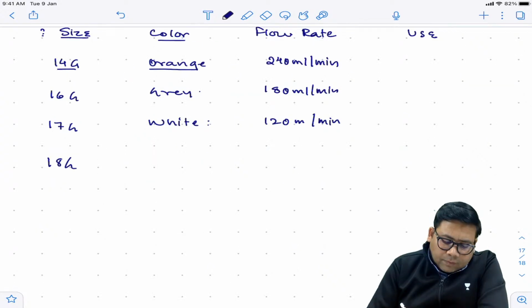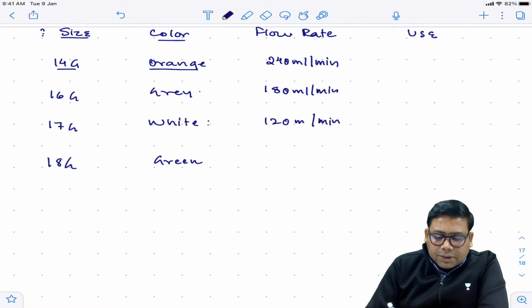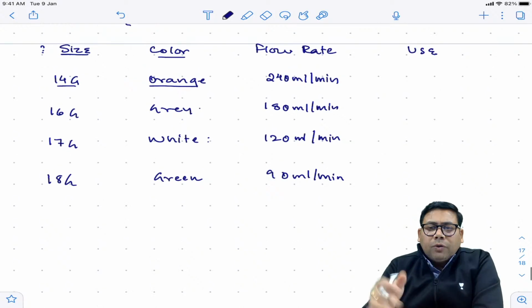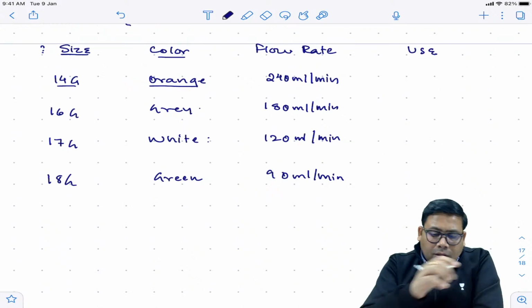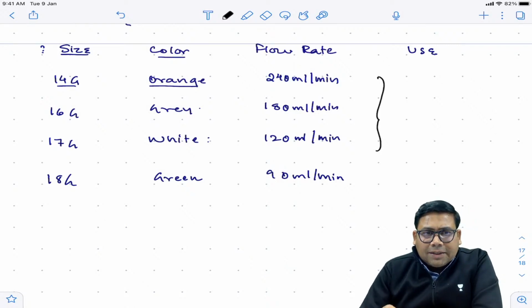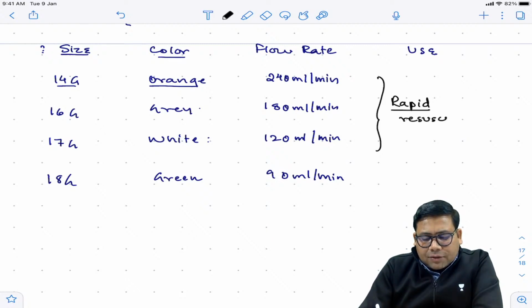18G is green, and this has a flow of 90 ml per minute. Cannulas are favorite questions for the majority of exams, so try to understand where these cannulas are used. 14G, 16G, 17G are for rapid resuscitation. So for rapid resuscitation, you're going to use these cannulas.